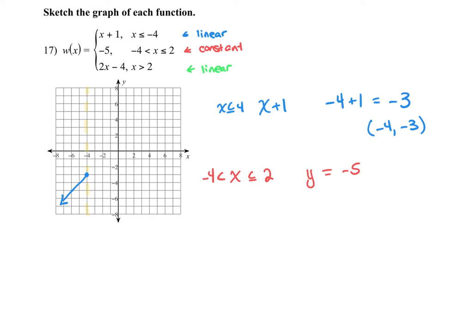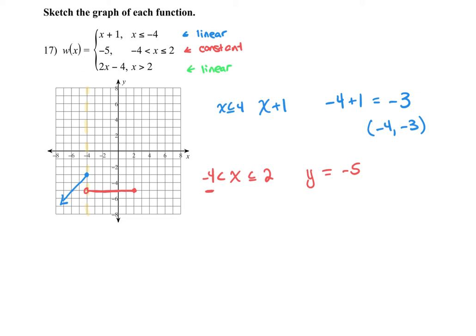All right? And so at this endpoint, at -4, my answer is -5, but it does not include -5. How do I indicate that it does not include -5? An open circle. At +2, my answer is also -5, but it is inclusive of that +2. So this is just a horizontal constant function. Remember increasing, decreasing, constant? This is constant. It doesn't move. So this whole range that they gave me is just a horizontal line. Okay? We're just doing it piece by piece.